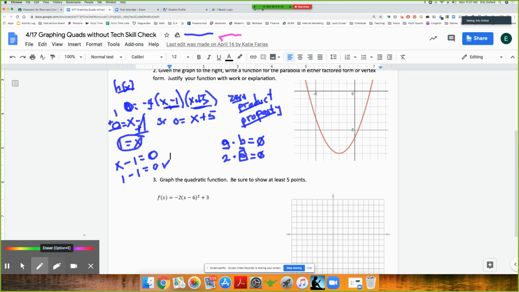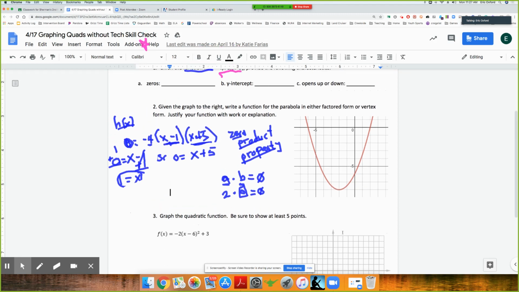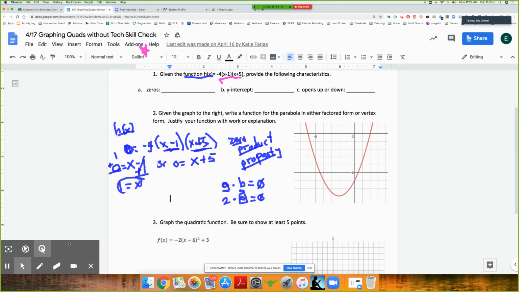Okay, for the sake of clarity here, I just checked my answer. I'm going to erase this. Okay, so one of my zeros is x equals 1. Okay, and I'm going to scroll back up. I got a couple different things I'm doing at the same time so that I can read this better.